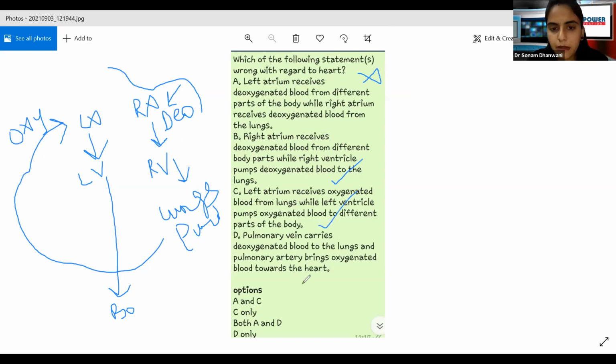Next, pulmonary vein carries deoxygenated blood to the lungs and pulmonary artery brings oxygenated blood towards the heart. अभी इसमें difference क्या रहेगा? It's wrong, right? So now what are the two wrong statements? Yes, A and D are two wrong statements. So what are the correct statements? B and C. तो हमको यहाँ पे wrong statements बताने हैं. So हमारा option होगा option C, which is both A and D are wrong statements.